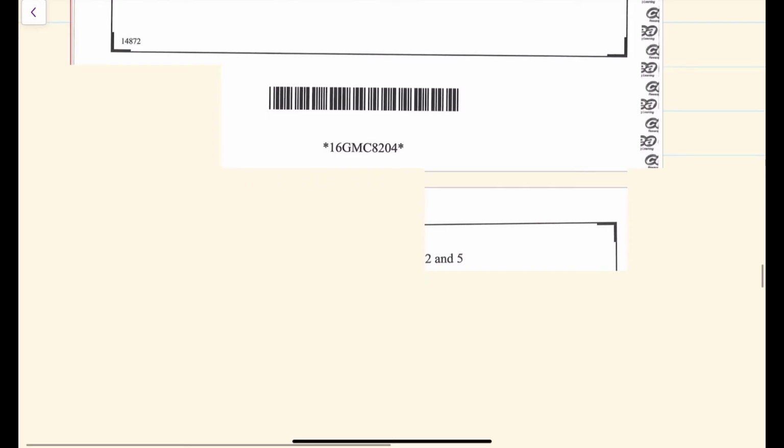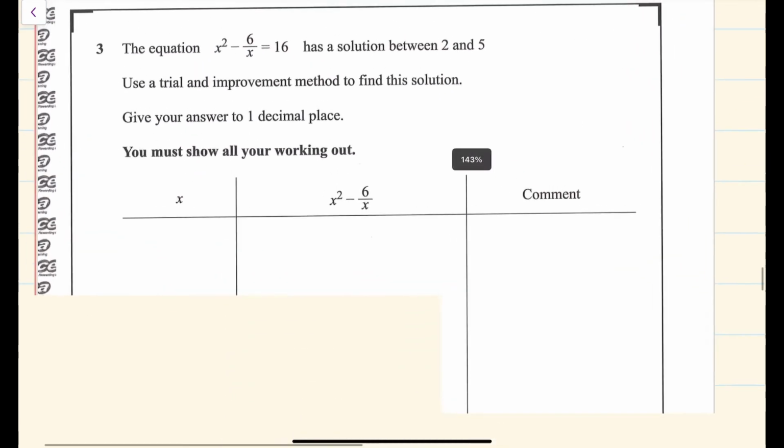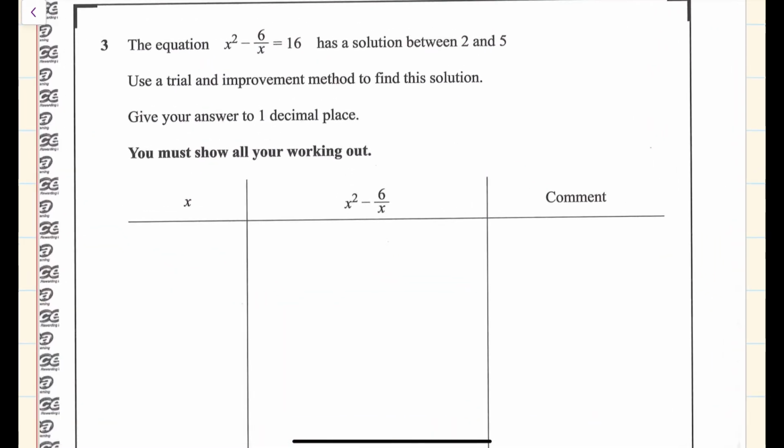Okay, next one, calculator exam. Remember, this is a trial improvement question. You've got an equation: x squared minus 6 over x is equal to 16 has a solution between 2 and 5. Happy days, I tell you that. Use the trial improvement method to find the solution.